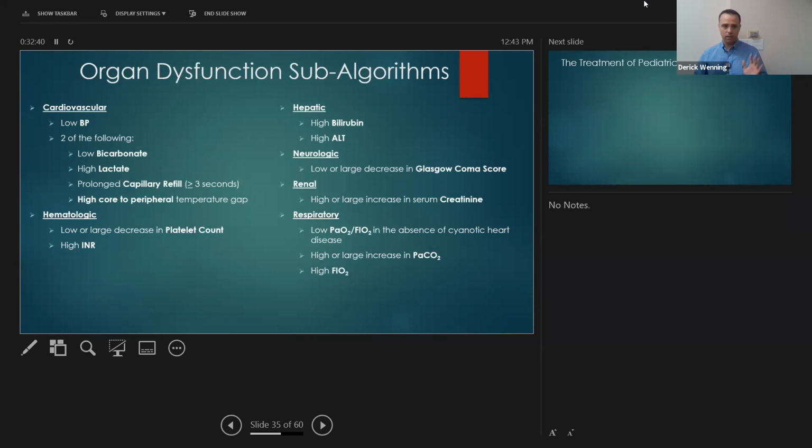So cardiovascular is hypotension with 2 of the following: either a low bicarb, a high lactate, prolonged cap refill, or a high core to peripheral temperature gap. High INR for hematologic, or they're just thrombocytopenic for some reason you can't explain. High bilirubin, high ALT. Neurologic is largely a decrease in GCS. Renal dysfunction is a large increase in the serum creatinine. Or if you have a patient who you're having to throw on either a non-rebreather, or you have them on a 50% FiO2 Venturi mask, or you're thinking about putting them on Vapotherm because they're so tachypneic, that's respiratory dysfunction, okay?